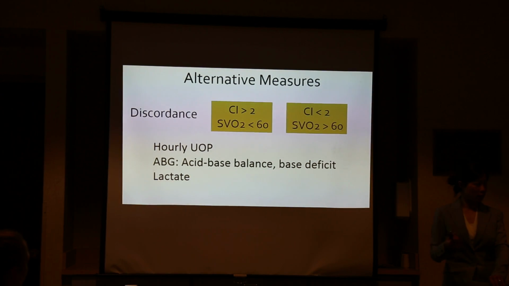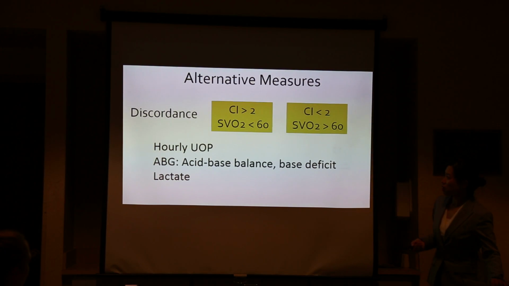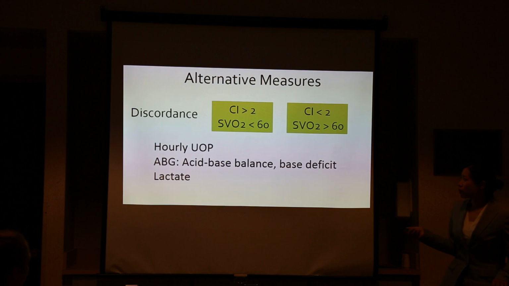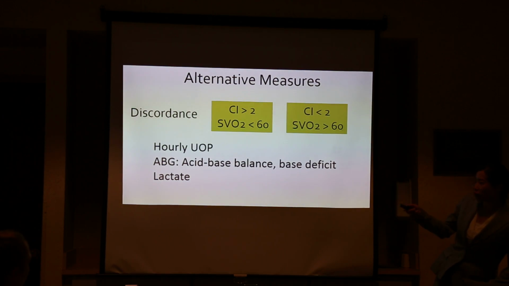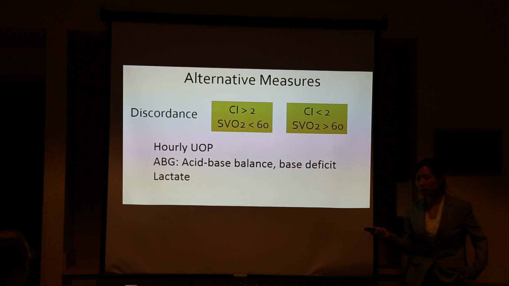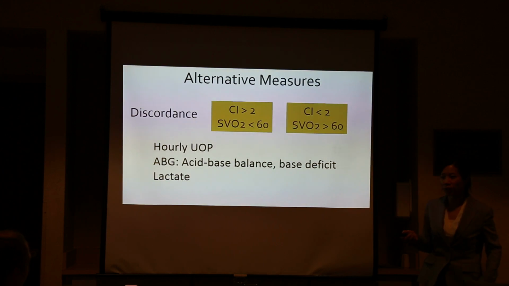Ruled out all those other things, and we recalibrated and all of that. So now we start to look at other things, because we have to, at some point, pick the number or figure out which number is really reflective of what's going on in the heart. And so we do things like hourly urine output. We look at an acid-base balance. We look at whether there's a base deficit, and we look at the lactate.